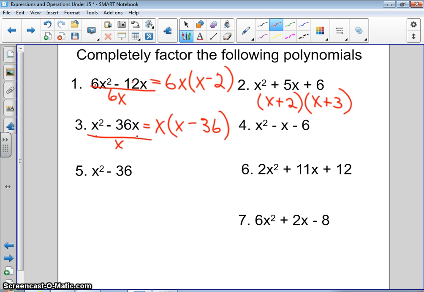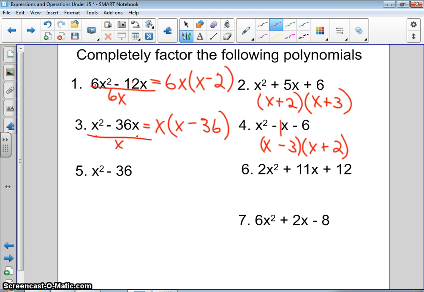Number 4 is a lot like number 2. It may help you if I put the unwritten 1 in right here. Minus x is the same as minus 1x. Since x squared doesn't have anything in front of it, we can play the number game. We're looking for two numbers that multiply to negative 6 that add up to negative 1. It's going to be negative 3 and positive 2. Negative 3 times 2 is negative 6, and negative 3 plus 2 is negative 1.